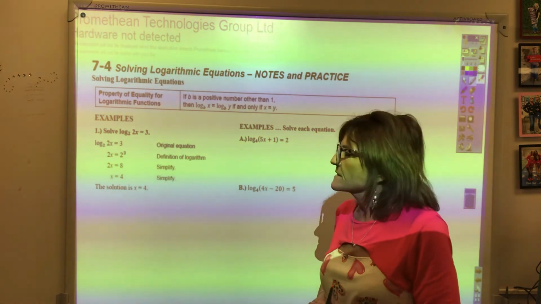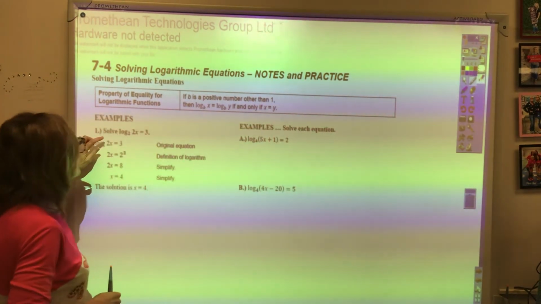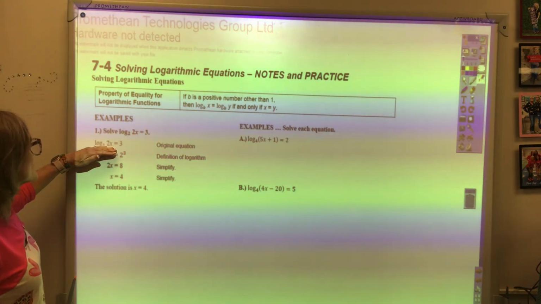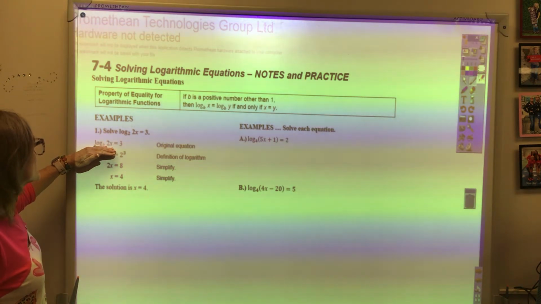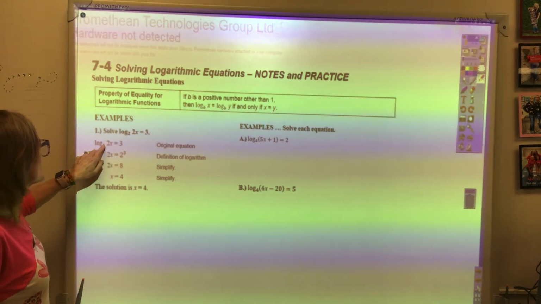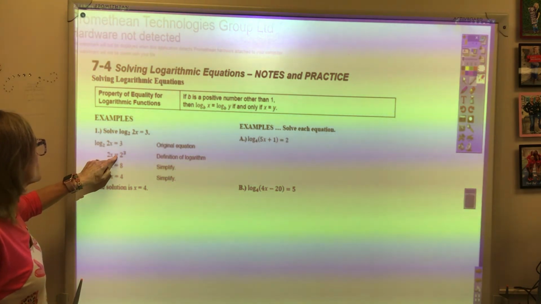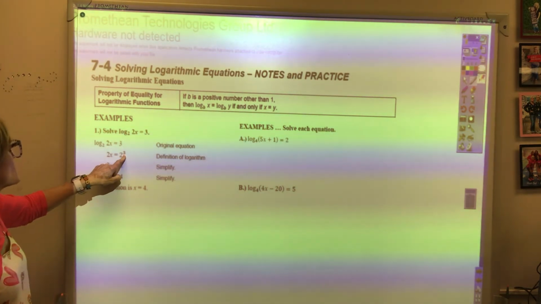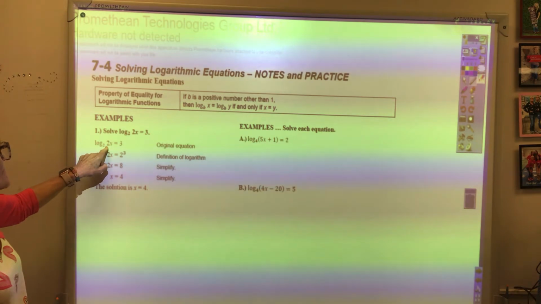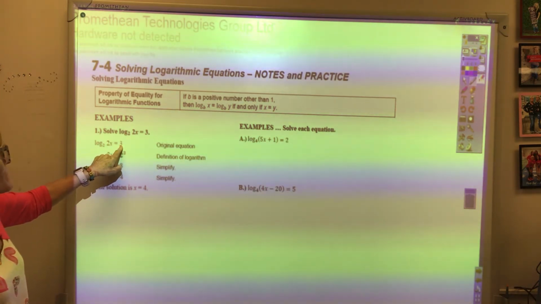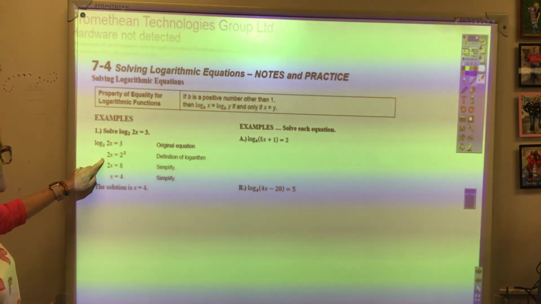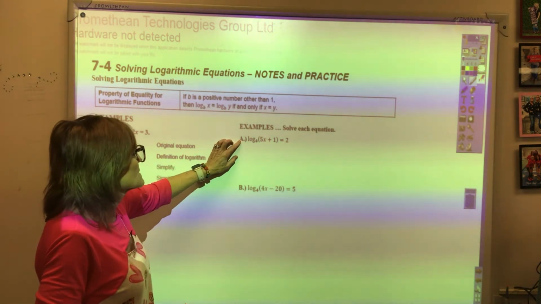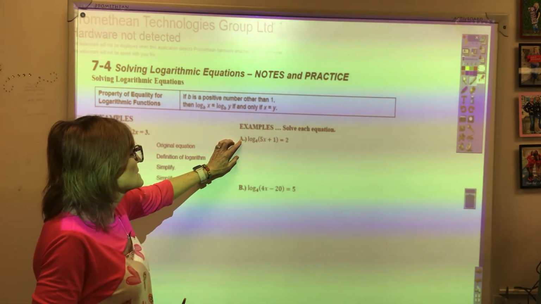Let me just start with the example. It says solve log base 2 of 2x equals 3. So we have our original equation, and what we do to rewrite it is we rewrite it as 2x, which is your answer, is equal to, here's your base of 2 and your power of 3. So you just set your base, bring your base over to the right and raise it to the power that's listed on the right, and then solve. So x is 4.